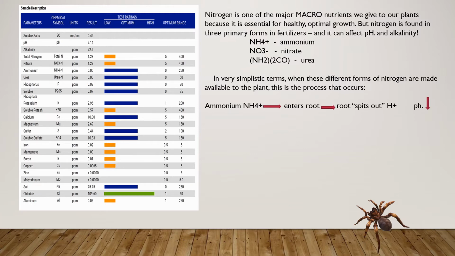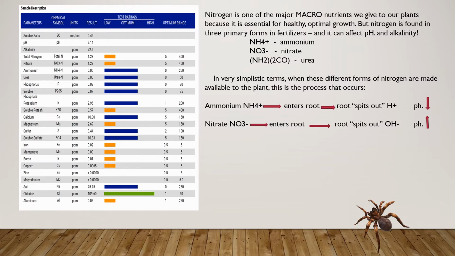The environment outside of the root, now in the grow medium and the water in that grow medium, that pH will drop. It's becoming more acidic. If we look at the nitrate nitrogen, the plant can take up the nitrate. It's basically looking for the nitrogen. So again, to maintain an internal chemical balance, it will spit out the OH ions.